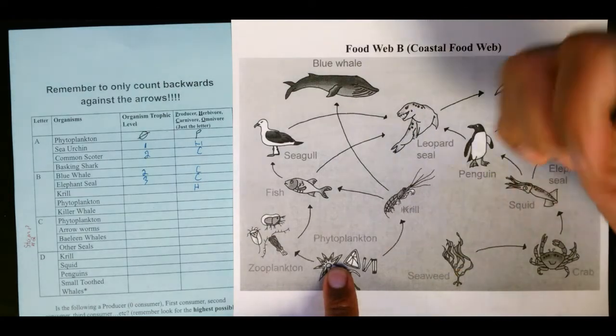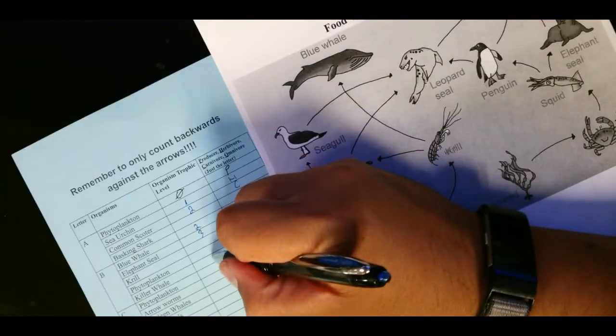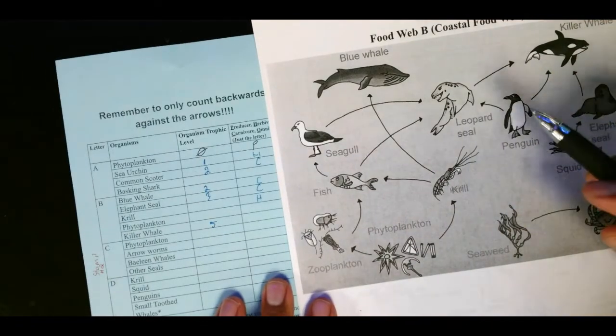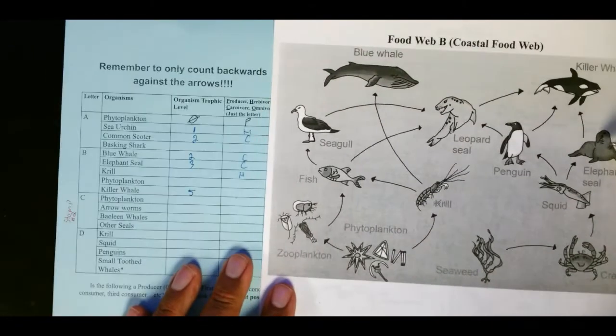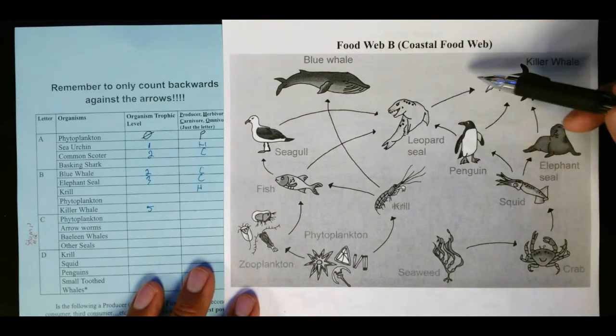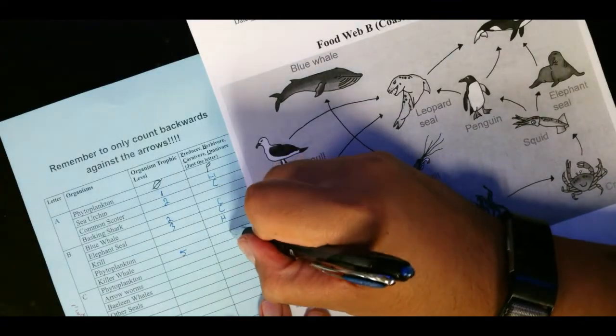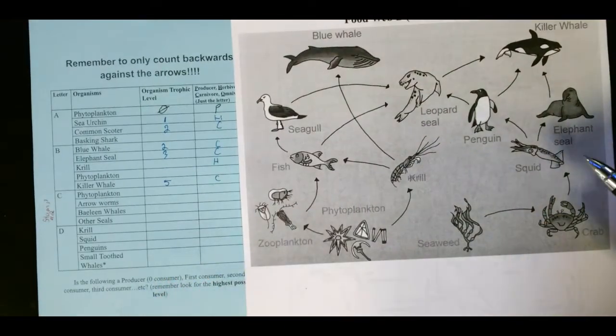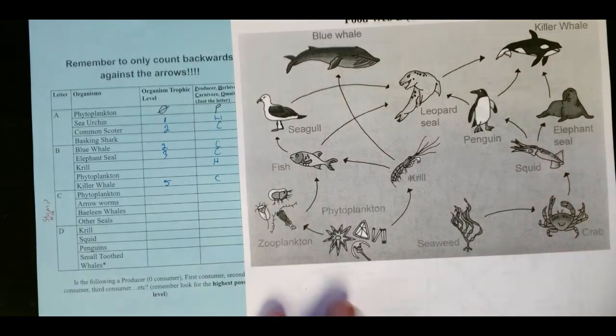So on this one, like I said, I'm helping you out with the answer. We are looking at a 5th level consumer because we tried to find the longest possible path. Okay, so what is it eating? In this case, it's eating an animal here, animal here, animal here. So it's a carnivore.